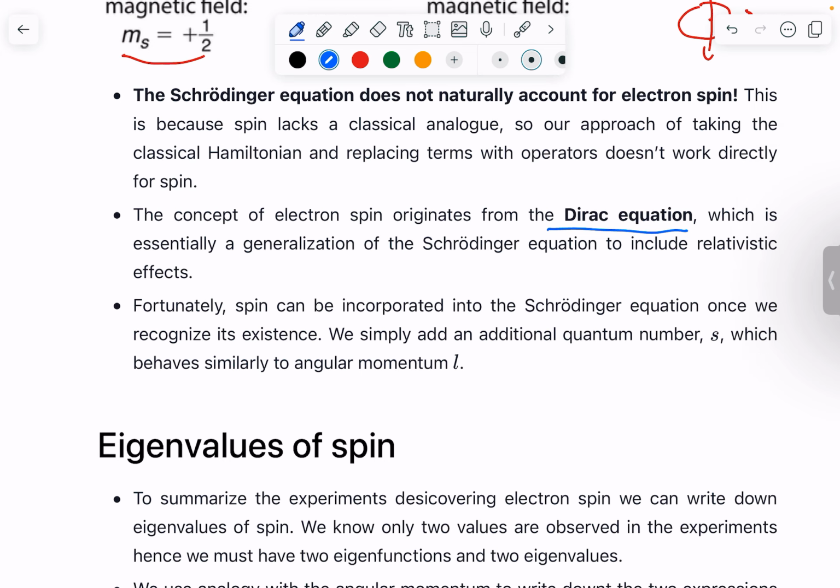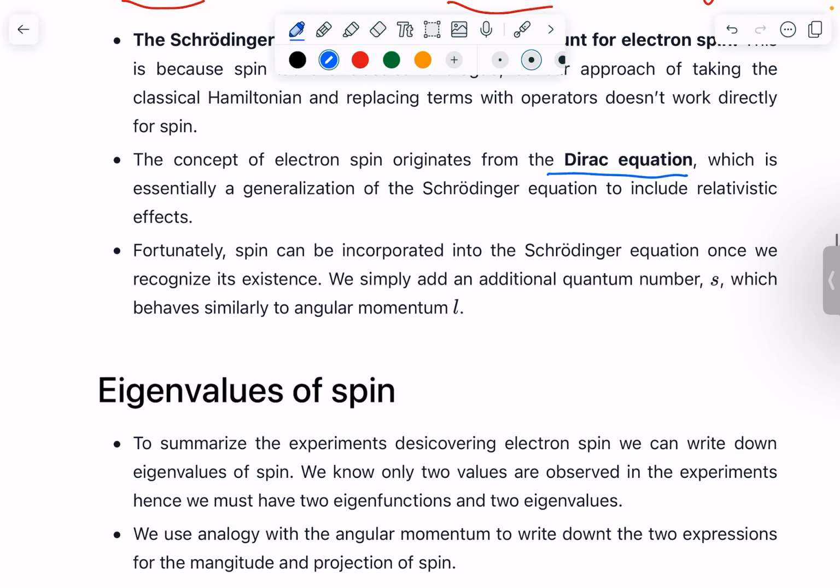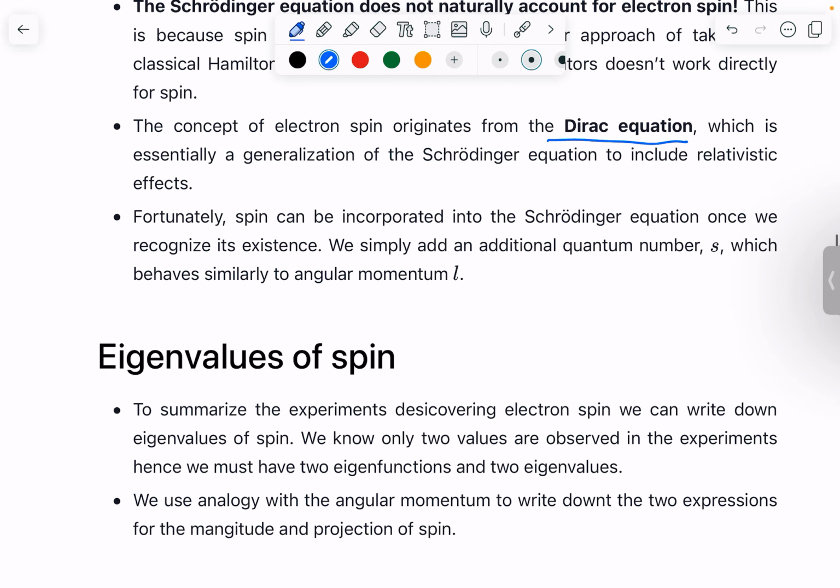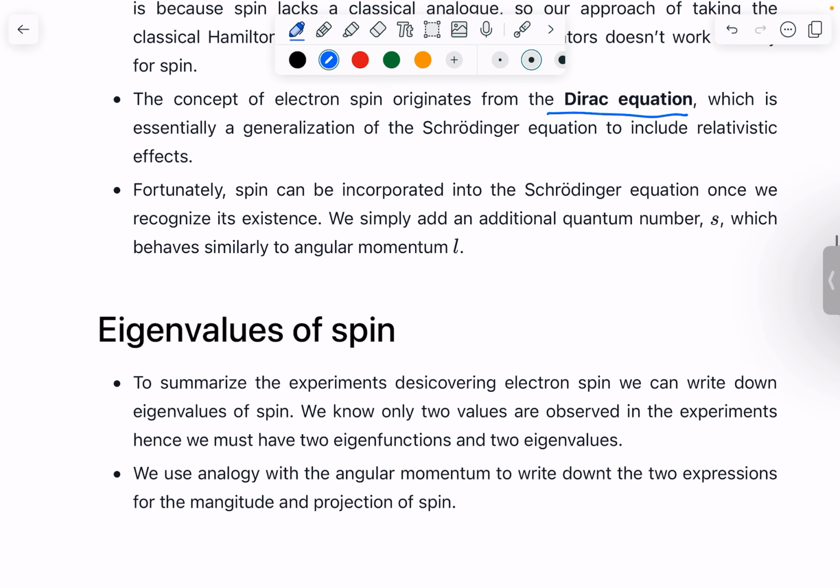But the good news is that once you acknowledge the spin, you can easily add it into your picture of wave functions and the Schrodinger equation. Okay, all you have to do is acknowledge that electrons, protons, all these objects, they have spin, and spin has corresponding operators, eigenfunctions, and eigenvalues, and that's it. Okay, so you can build it into the Schrodinger equation with no problems. And for all the calculations, all the discussions, we're going to use the Schrodinger equation. We don't have to talk about the Dirac equation, which is essentially a Schrodinger equation with terms that account for relativistic effects.